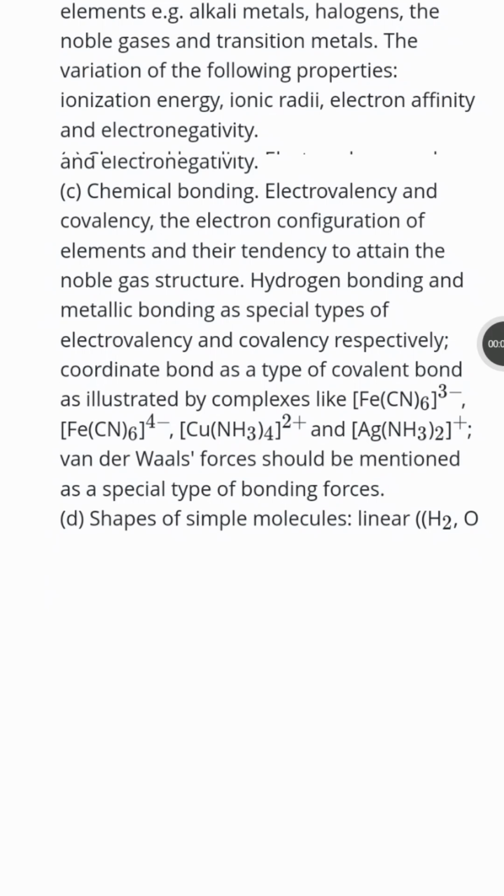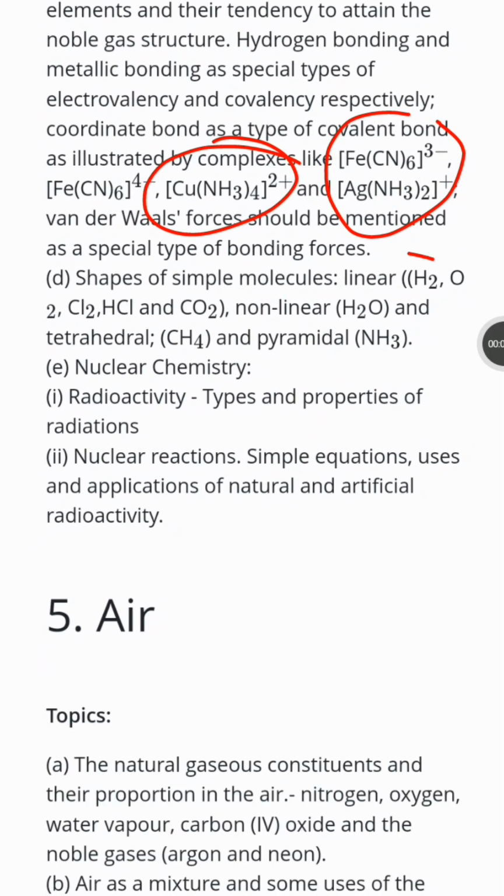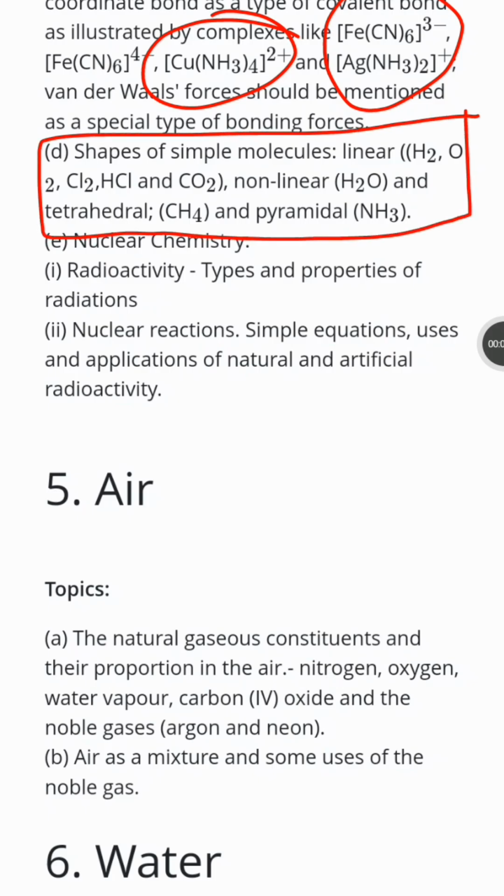The next one is chemical bonding. So in chemical bonding, we're talking about the electrovalency and covalency of elements and of compounds. Okay, so you need to talk about these complex ions like what you have here. You need to know how they are formed. Hydrogen bonding, ionic bond. You also talk about the shape of molecules, the shape of CO2, the shape of water, the shape of chlorine, the shape of methane, ammonia, and so on. Look at the basic ones you need to focus on. They've already given it to you. Okay, so you need to know the shapes.